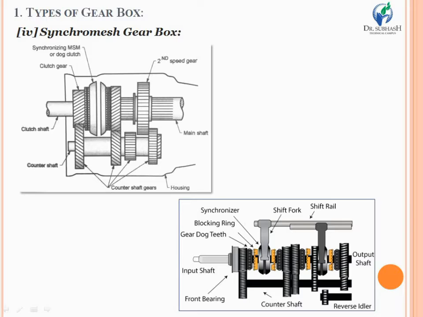Generally the dog clutch, synchronizer assembly and bearings constitute the rotating parts. That means the dog clutch as well as the synchronizer, those parts are mounted on the rotating elements like the input and output shafts. So this was the very basic about the synchronous gearbox.